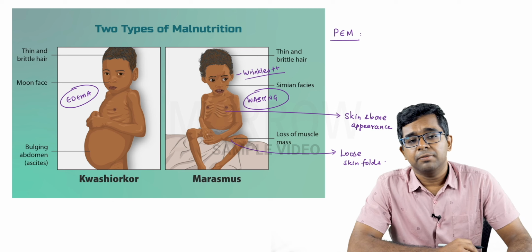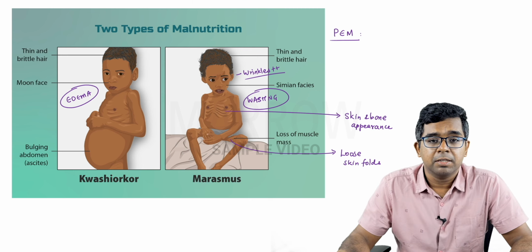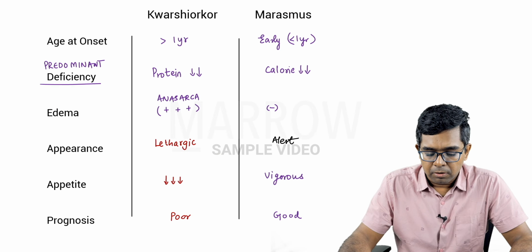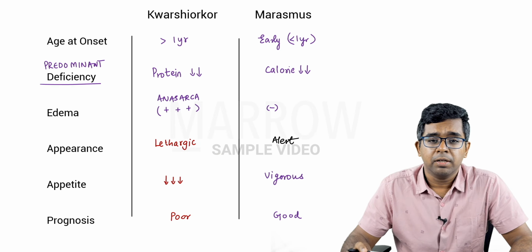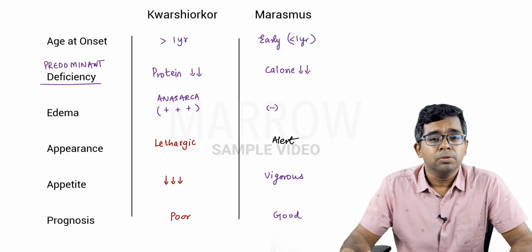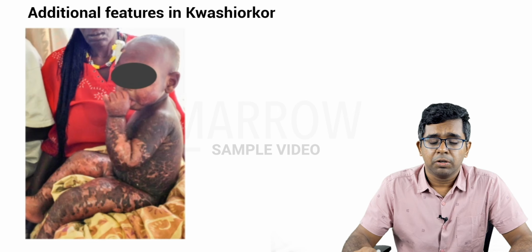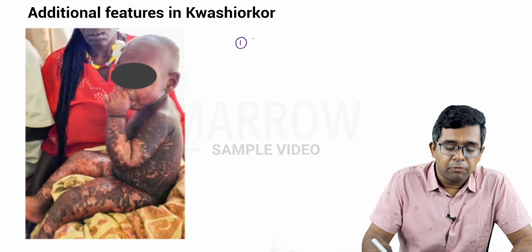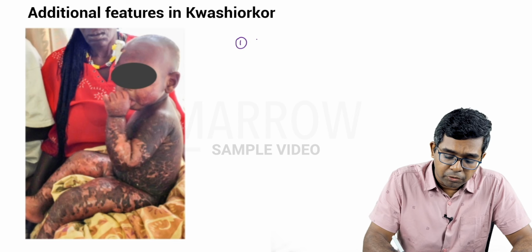These are the characteristic manifestations which tell you that a child with marasmus has significant or visible wasting. So that's about the differences between Kwashiorkor and marasmus. Then you should know there are some additional features in Kwashiorkor. One feature would be in the form of a swollen liver due to fatty liver.